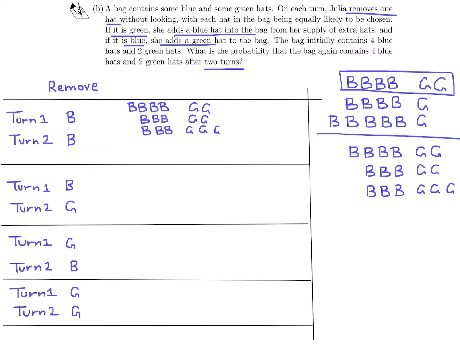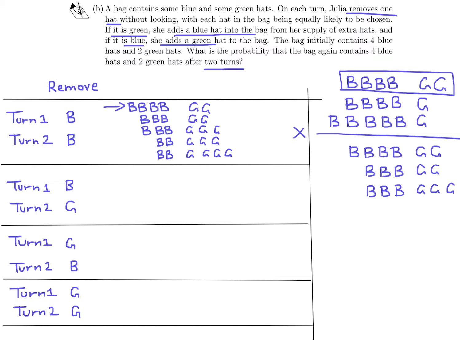Now in turn 2, I have to again remove the blue. So now I'm down to 2 blues. But then I have to add a green since I removed the blue. So this is what I end up with: 2 blues and 4 greens. Is this the same as what I started with? And the answer is no. So I'll put an X there. This is not what I want.